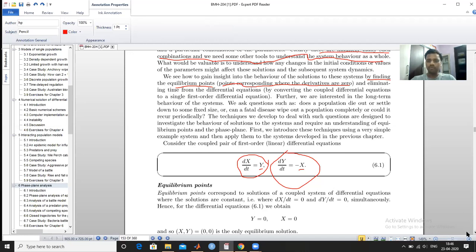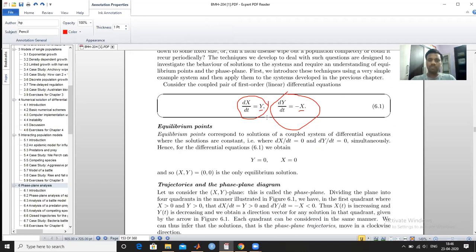Now we come to how we will do the phase plane analysis. This system is given. The first step is to find the equilibrium. To find the equilibrium point, put the derivatives equal to 0, means dx over dt is equal to 0 and dy over dt is equal to 0. If you solve these two equations simultaneously, dx over dt equal to 0 means y is equal to 0, and dy over dt equal to 0 means minus x is 0, so x is equal to 0. You will get only a single point, (0, 0), as the only equilibrium point for this system.